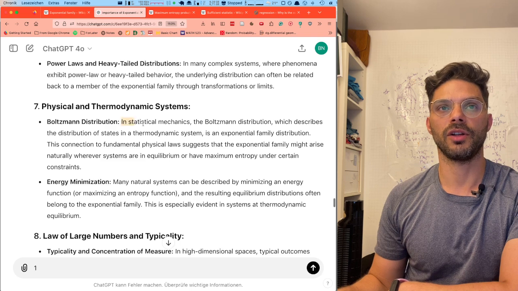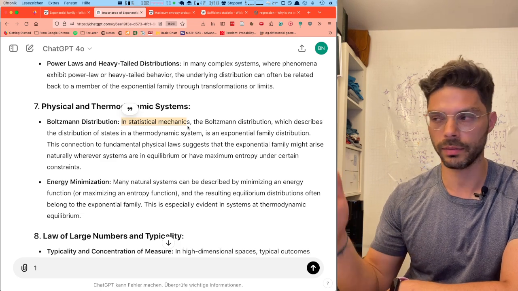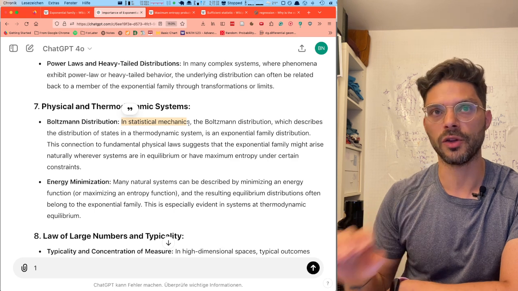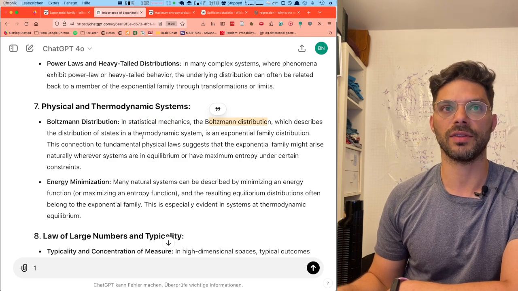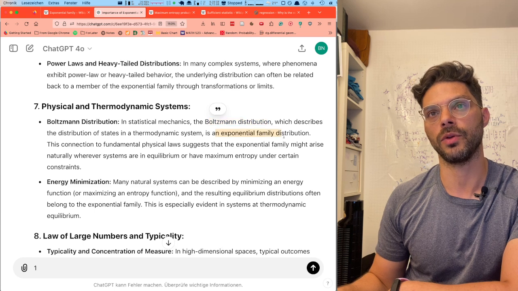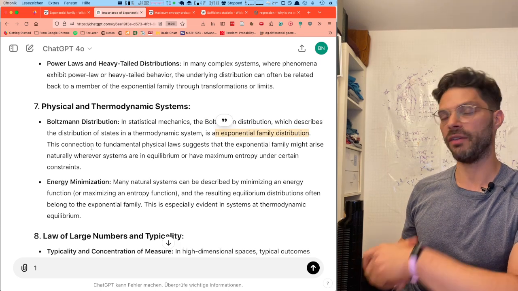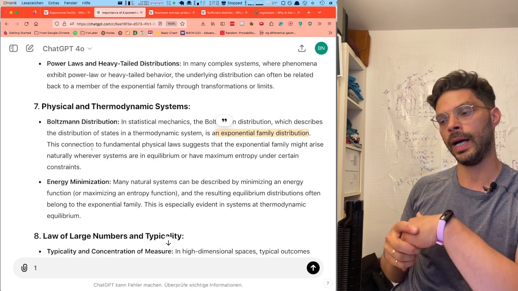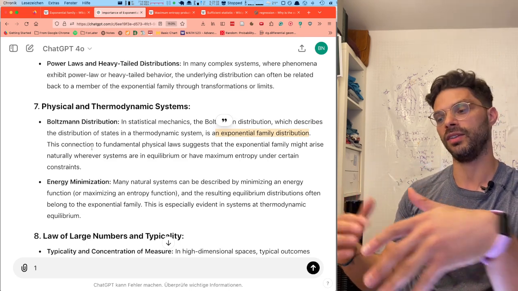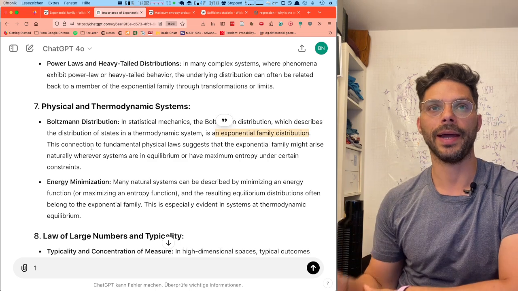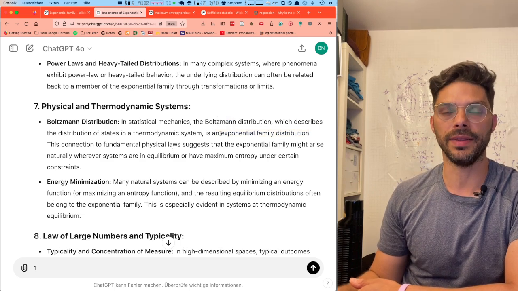So in statistical mechanics, and I still haven't put up this video yet as of this filming, section 1.6 or something like that, but it is mentioned in the book, the Boltzmann distribution, which describes the distribution of states in a thermodynamic system, is an exponential family distribution. And remember that comes from the idea that we have this notion of the microstates describing your system, and the core idea is that at equilibrium, all of those microstates are equally probable, and that leads to this Boltzmann distribution describing those equilibrium systems, which is in the exponential family.